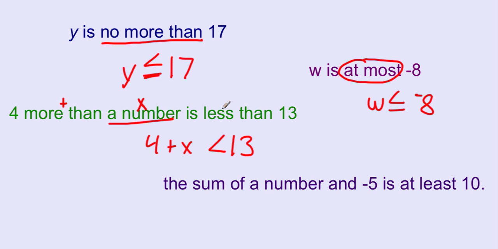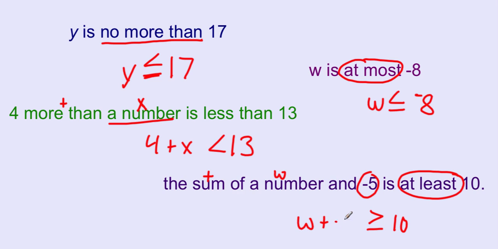So this is combining a little bit of what we did in 6th grade and putting it all together. Here it says the sum of a number. Let's call this one w. The sum means we're going to add it with negative 5. And then we have the words at least 10. That means it can be equal to 10 or greater than 10. We want it at least 10, so 10 or higher. So the sum of a number, w plus negative 5, is greater than or equal to 10. It's just practicing how to decipher these and plug them into inequality form.